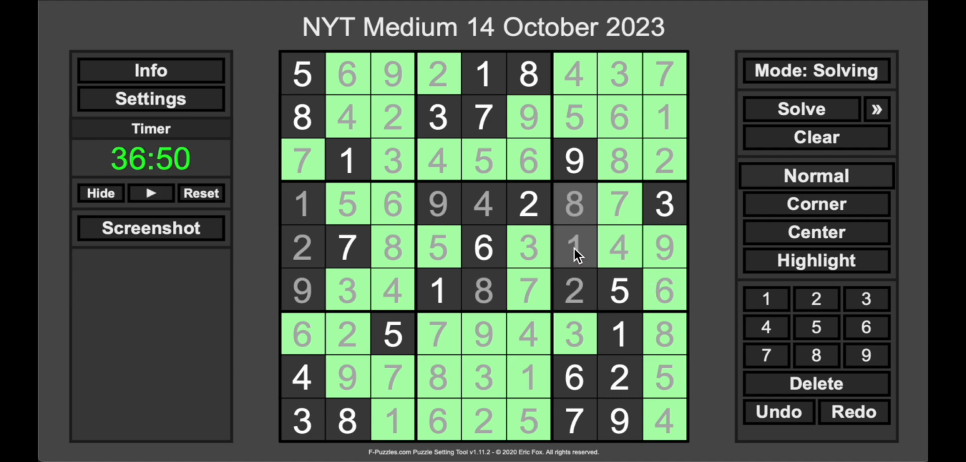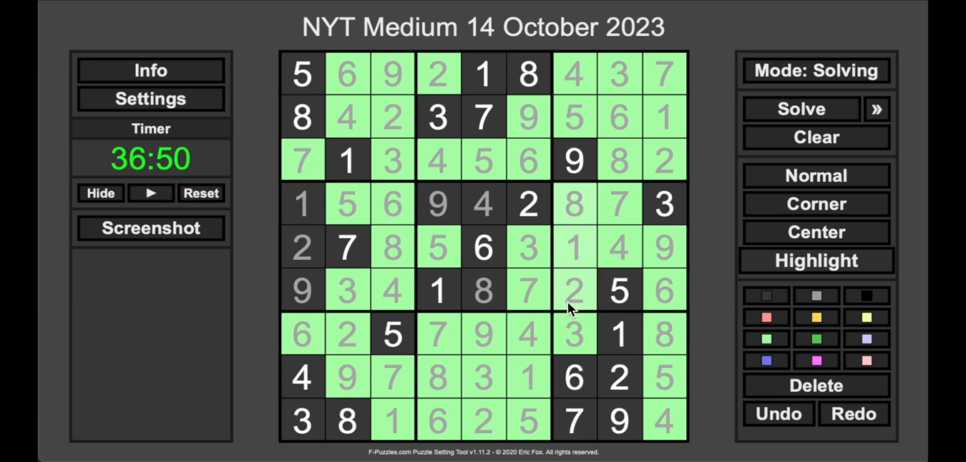Cool. Well, also not my best by time, but I am proud of the fact that I figured out some logical deductions in column 3 here that will help with future medium puzzles.